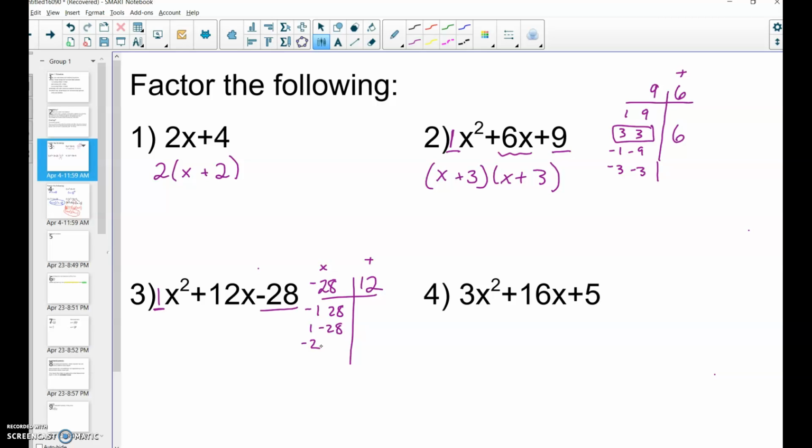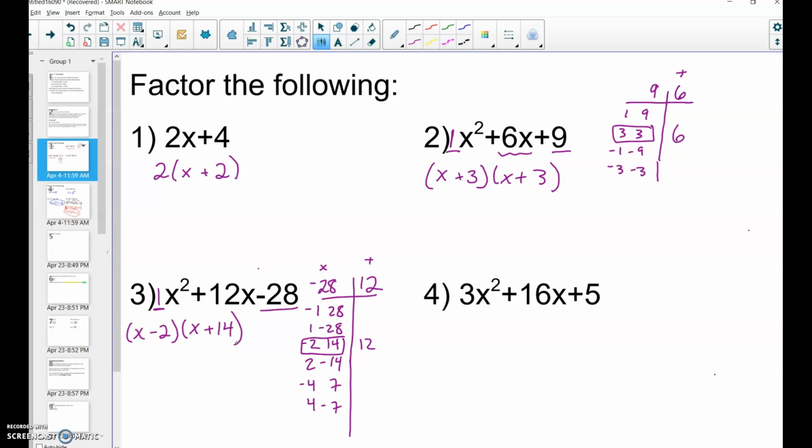You have a negative 2 and a positive 14, or a positive 2 and a negative 14. You have a negative 4 and 7, or a positive 4 and negative 7. And that's all that you have that will multiply to negative 28. So you can go ahead and go across and add them all up. The only 2 numbers that will add up to a positive 12 are negative 2 and 14. So those automatically become your factors, x minus 2 and x plus 14. So that's just your practice when a 1 is in front.